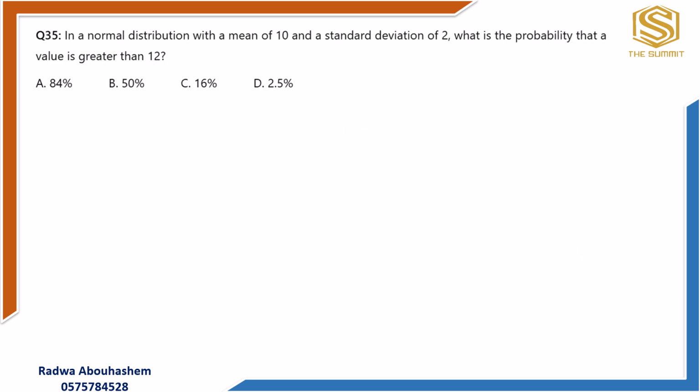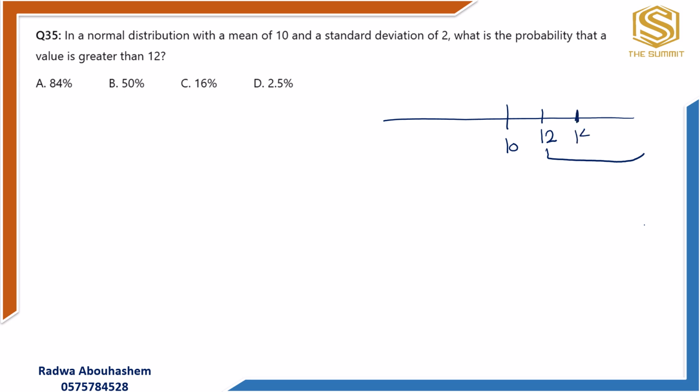In a normal distribution with a mean of 10 and a standard deviation of 2, what is the probability that the value is greater than 12? So here, this is the mean, 10, standard deviation of 2, so this is 12. The probability of getting a number greater than 12. So I need this part.